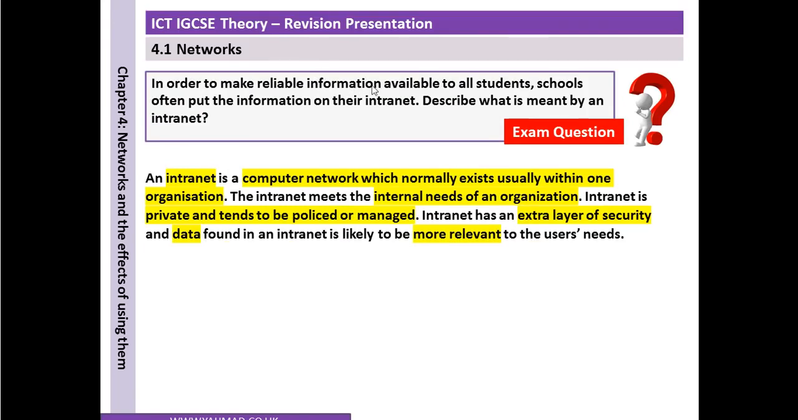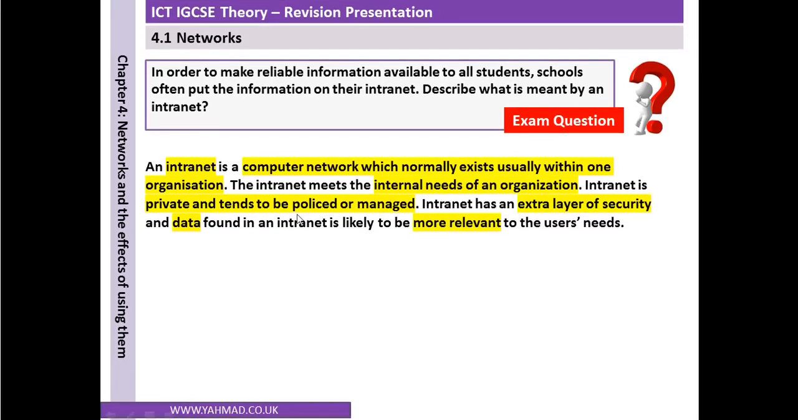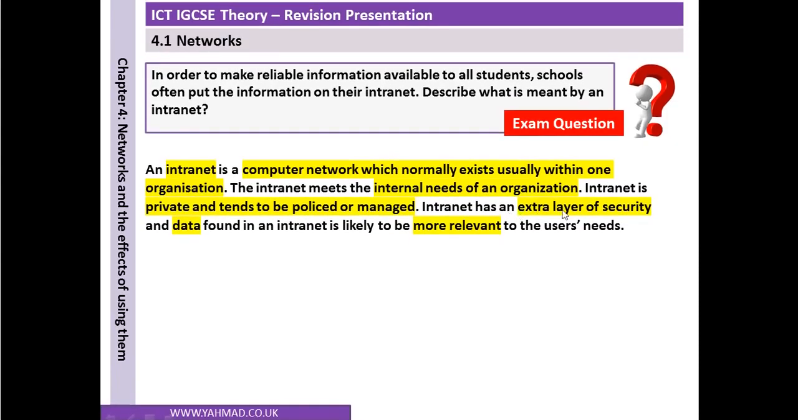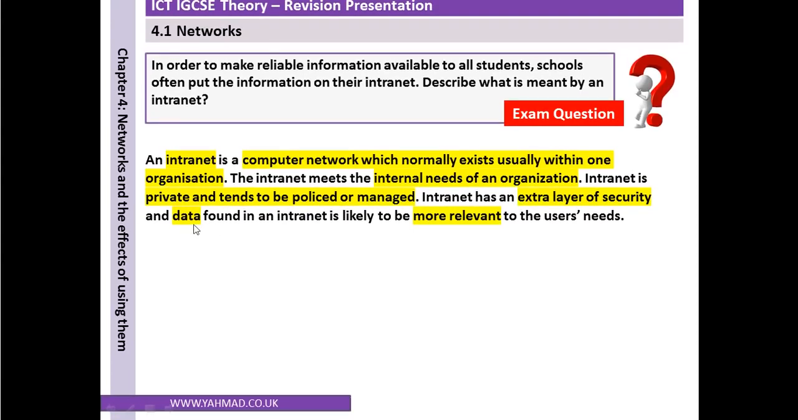In order to make reliable information available to all students, schools often put information on their intranet. Describe what is meant by an intranet. So another exam question, so we're looking at a school for example. An intranet is a computer network which normally exists usually within one organization. The intranet meets the internal needs of an organization. Intranet is private and tends to be policed or managed. Intranet has an extra layer of security, and data found in an intranet is likely to be more relevant to the user's needs.